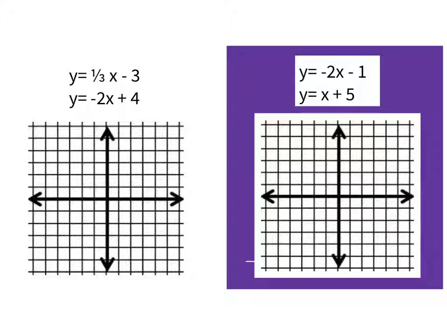So looking at example 1, I have y equals 1/3 x minus 3. So I've got a slope of 1/3 and a y-intercept of negative 3. So I'm going to start by graphing that y-intercept, and then I'm going to go up 1 to the right 3, up 1 to the right 3. Now on the other side of the line, I have to do the opposite of the slope. So down 1, left 3.